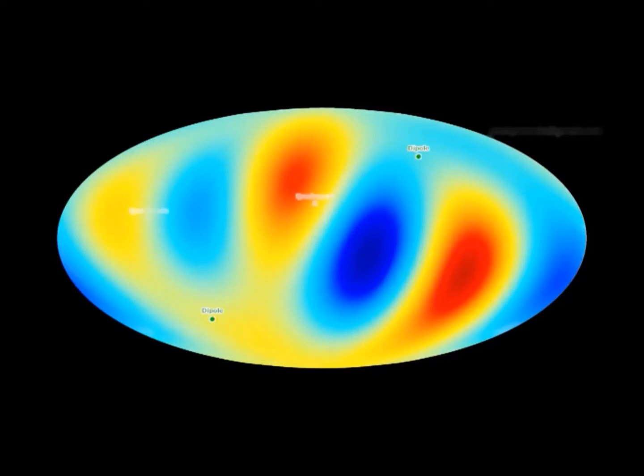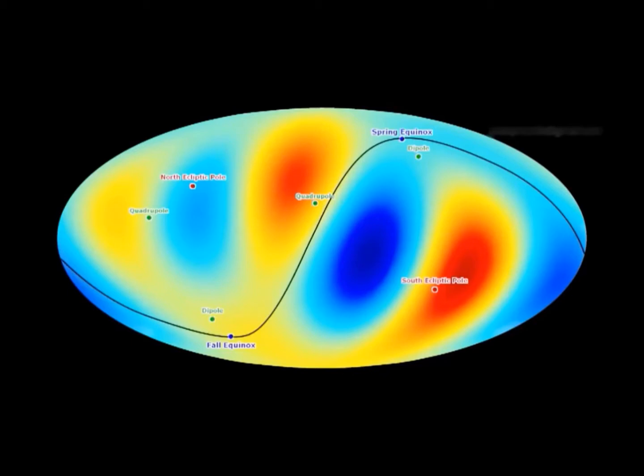The quadrupole, the north and south ecliptic poles, and the spring and fall equinoxes. The S-shaped line represents the plane of the ecliptic, the plane of the orbit of the planets around the sun. Notice how it neatly divides warm and cold sections of the CMB map.